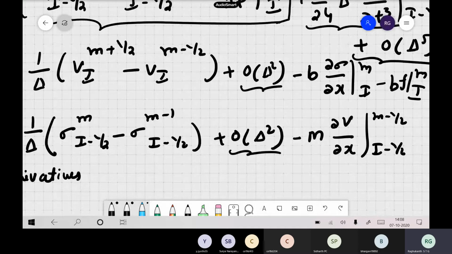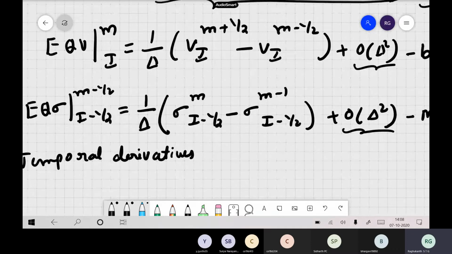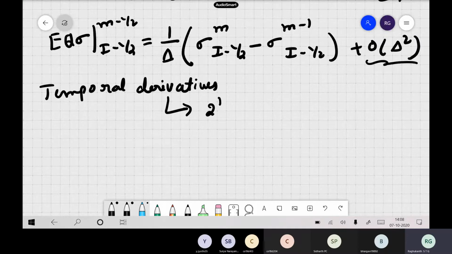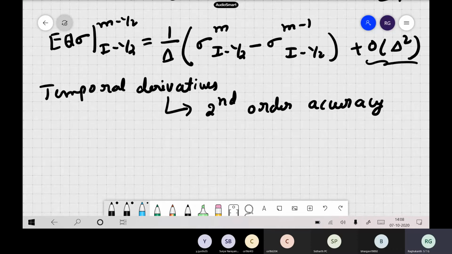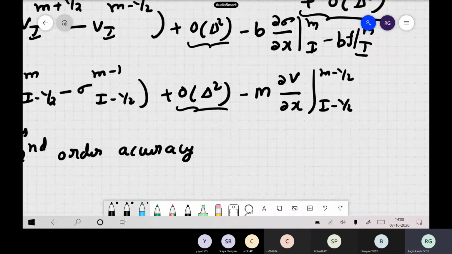So now we have written the temporal derivative, and we have neglected the higher order terms. Now this is both the equations, the temporal derivatives. The temporal derivatives we call second order accuracy, because of Δt squared. Now in these equations, we also have spatial derivatives, ∂σ/∂x and ∂v/∂x. So whatever final difference equations we have written, they are second order accuracy in time actually.